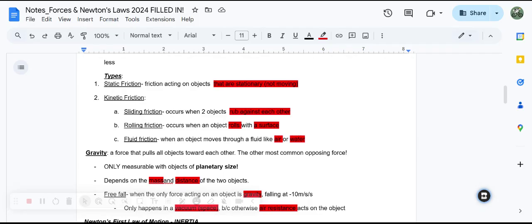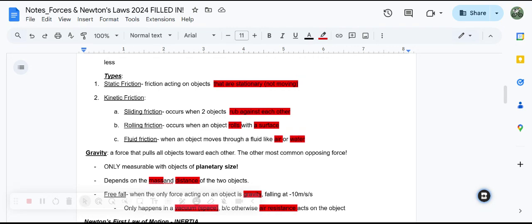Kinetic friction is moving friction, right? It's friction from moving objects. There's three subcategories: sliding, rolling, and fluid. Sliding, shocker, it's when two objects rub against each other. They slide against each other. Rolling is when you have wheels, right? And those wheels of some kind or a ball is rolling over another surface, right? And fluid is when an object moves through a fluid, which could be air or it could be water.